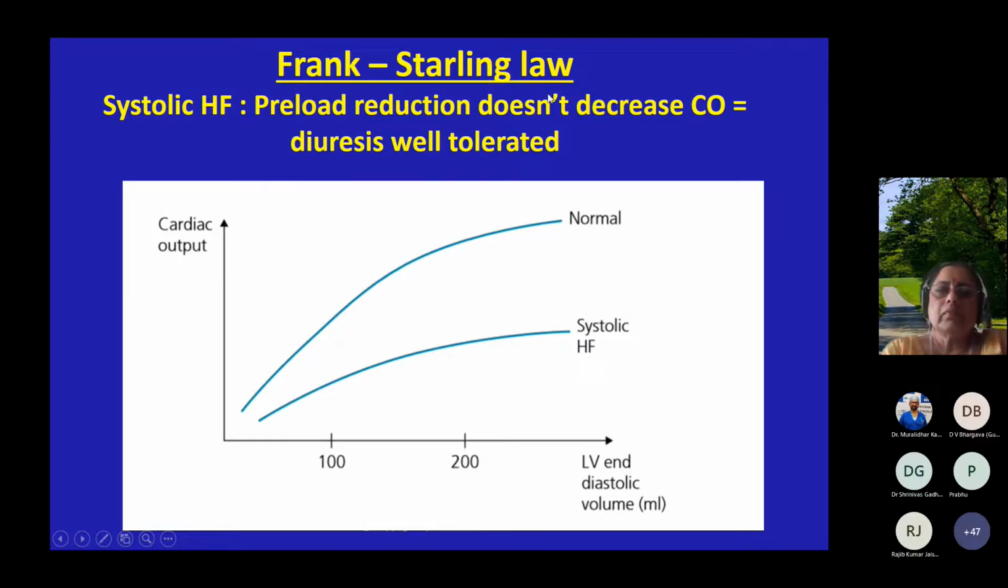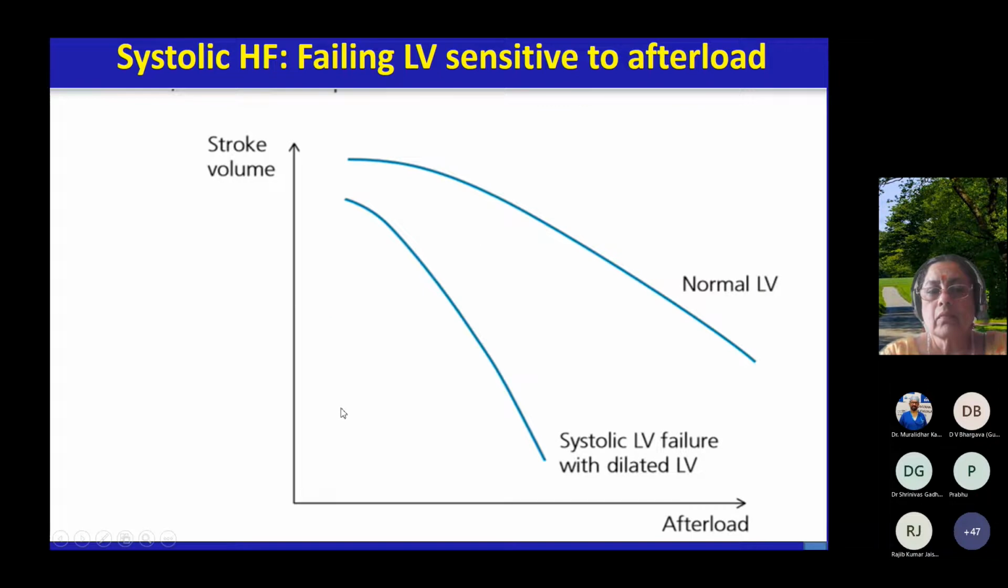So this is Frank Starling's law, famous, we know that. And in systolic heart failure, it is cardiac output against LVEDV. This is volume. By looking at this, you know that there is reduction in cardiac output in systolic heart failure, but it is also a flattish curve. What does that mean? That it can tolerate volume to a great extent, or even volume reductions. By that I mean diuresis can be tolerated for a considerable time, as against diastolic heart failure.